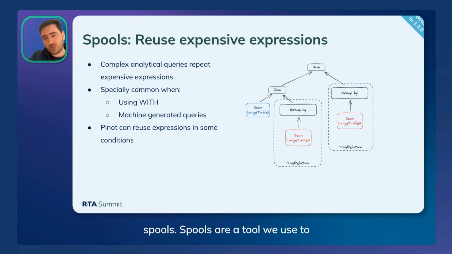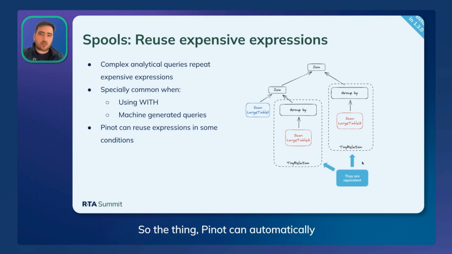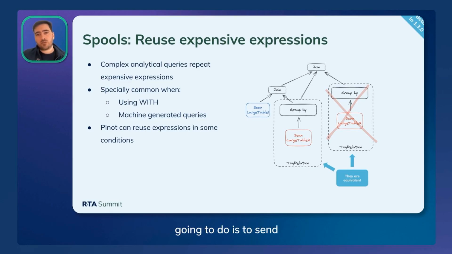We introduced spools. Spools are a tool we use to detect that some parts of your query have been repeated and then replace them. Let's say we see this query, for example, where we have 2 joins and the same expression is being used in both of them, right? Pinot can automatically detect that and say, hey, these 2 are equivalent. They are going to return the same rows and do the same thing. So let's remove one of the instances, and send the information from the one that survives to both joins.